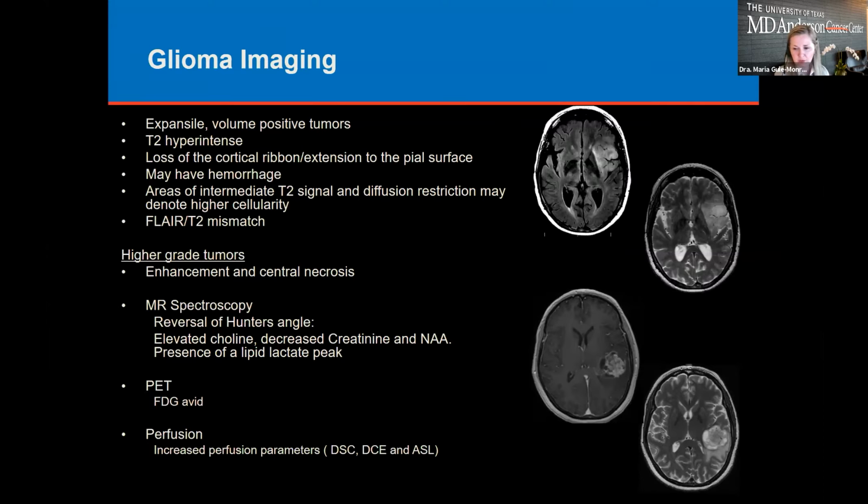The typical glioblastoma will present as a mass with central necrosis, surrounding nodular enhancement, and varying degrees of edema and infiltrative T2 hyperintense tumor. On MR spectroscopy, you will see reversal of the Hunter's angle with elevation of choline, with inversion of the choline to creatine ratio, and decrease in NAA. A lipid-lactate peak may also be present. And high-grade tumors will be FDG avid, and you will see abnormal perfusion on all perfusion parameters.